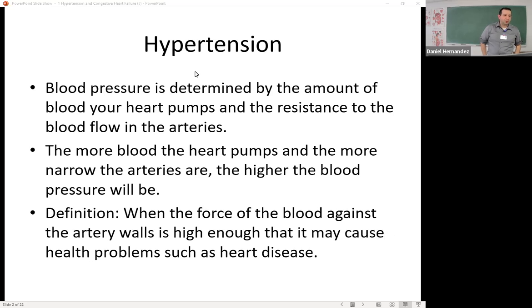If you think about that, the more blood that the heart has to pump, or the more blood volume, or the narrower the arteries, so that narrowing of the arteries creates higher resistance, this will lead to higher blood pressure. So by definition, when the force of the blood against the artery walls is high enough, it will cause health problems, such as heart disease. This is where you get that term hypertension. It's an elevation of that pressure within the vessel itself, either as a result of increased blood volumes or narrowing of those arterial vessels.